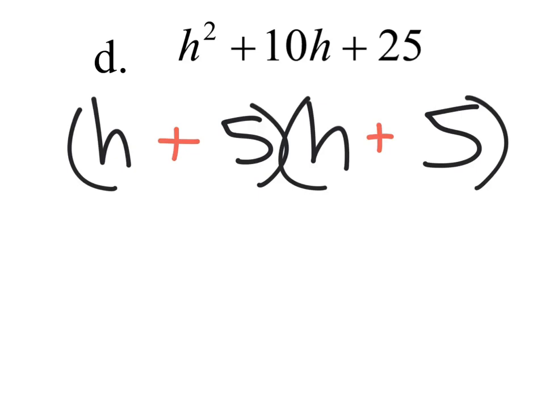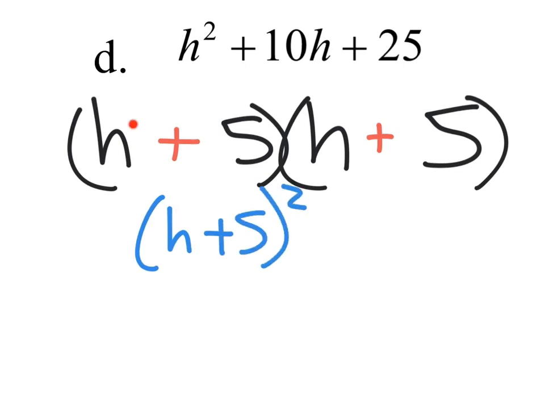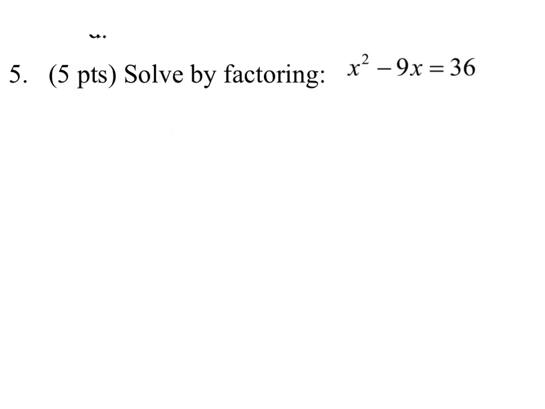And if you want to check your work, if we FOIL this, well, actually, this is the answer. Alternatively, we could write it like h plus 5 squared, right? And if we wanted to check our work, I know that h times h is h squared, h times 5 is 5h, 5 times h is 5h, 5 times 5 is 25, and 5h plus 5h gives us 10h. This is the answer.